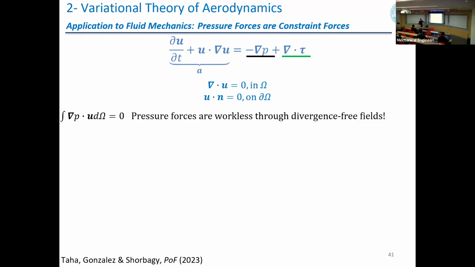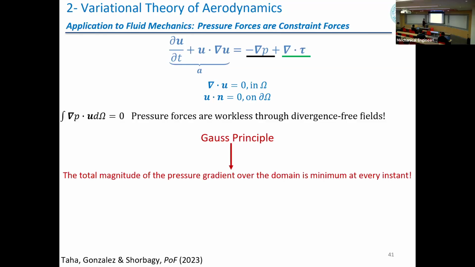So that's background. Now let's apply Gauss to this picture. This picture is known to mathematical fluid mechanicians. Our only contribution is to remove the dust from Gauss's principle and just apply it here. If you apply Gauss to this picture, what does Gauss say? It says that the summation of all constraint forces is minimum, right? So this implies that the total magnitude of the pressure force over the domain must be minimum at every instant. And this is what we call the principle of minimum pressure curve. That's the new PC.